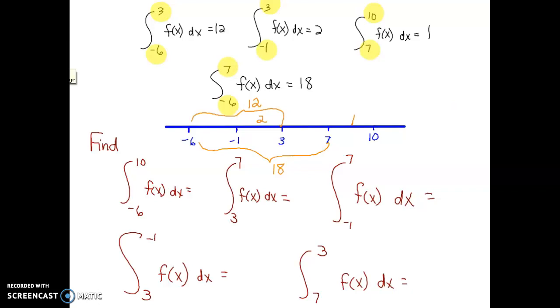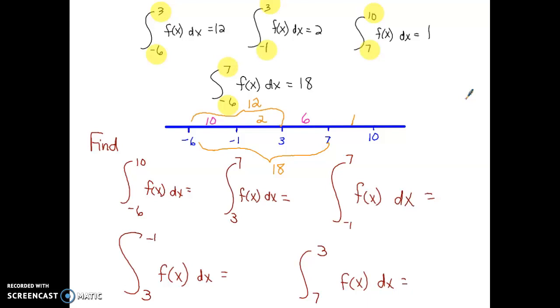If I want to know the value between the boundary of -6 to -1, I'm going to focus on 12 and the 2. That means between -6 and -1, my integration should evaluate to equal 10, because 10 plus 2 equals the 12. And I am missing a value between 3 and 7. Between 3 and 7, I'm going to focus on the 18, and I'm going to focus on the 12. So 12 plus something should equal 18. That means between 3 and 7, the integration would equal 6.